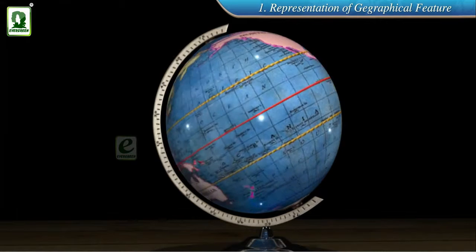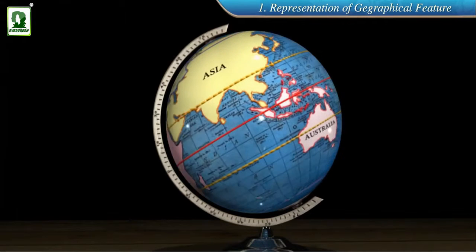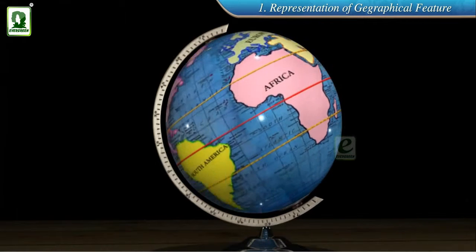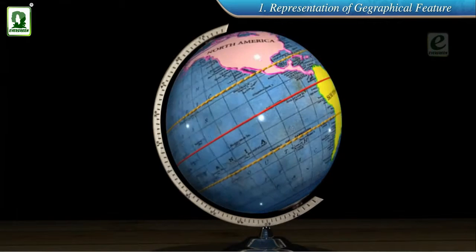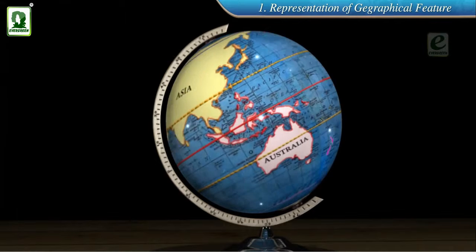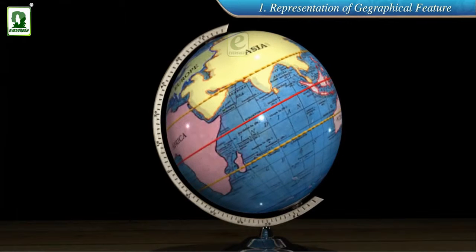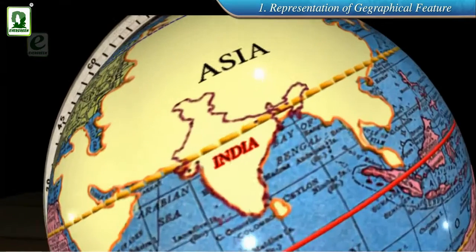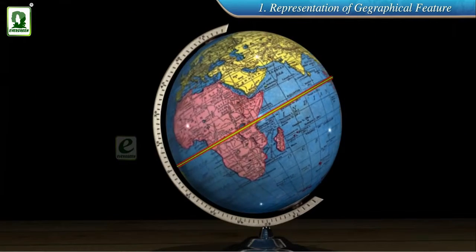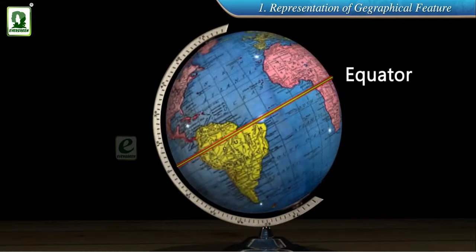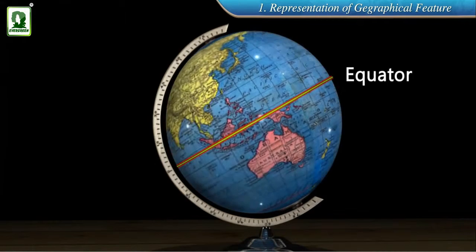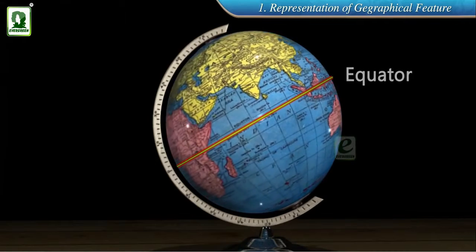Blue color on the globe shows the presence of water, and 7 large colored zones are land masses, which are called continents. Can you name the largest continent of the world? Yes, it is Asia, in which our country India lies. The horizontal line at the mid of the globe is called Equator, which divides our Earth, and we can say a globe, in 2 equal parts.